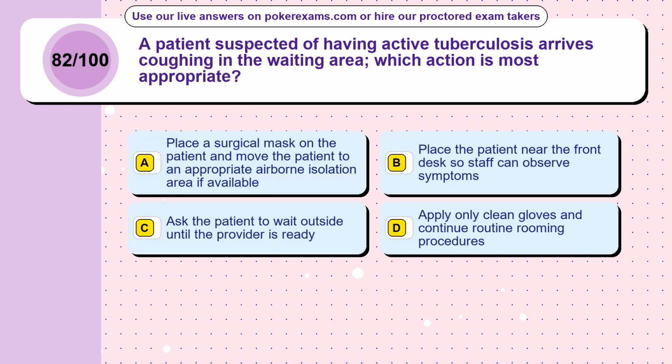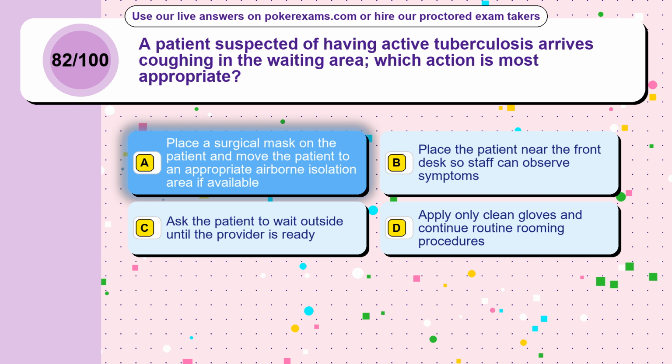Question 82. A patient suspected of having active tuberculosis arrives coughing in the waiting area. Which action is most appropriate? Option A. Place a surgical mask on the patient and move the patient to an appropriate airborne isolation area if available. Option B. Place the patient near the front desk so staff can observe symptoms. Option C. Ask the patient to wait outside until the provider is ready. Option D. Apply only clean gloves and continue routine rooming procedures.